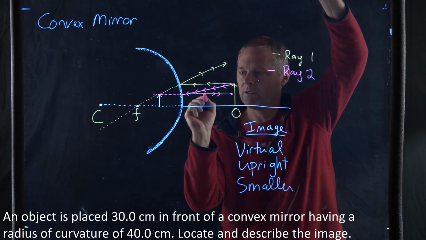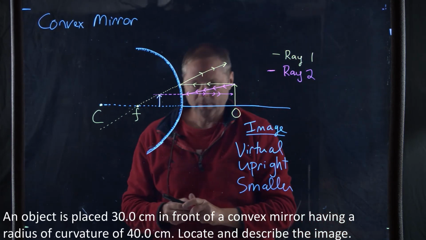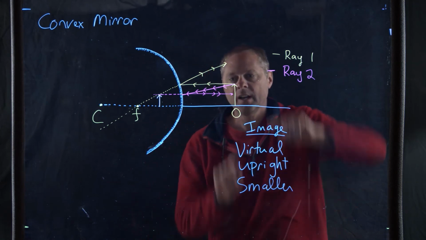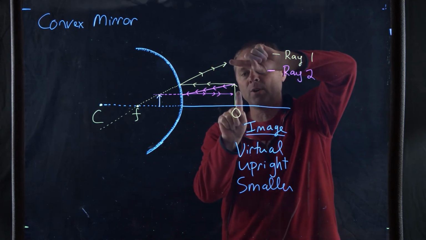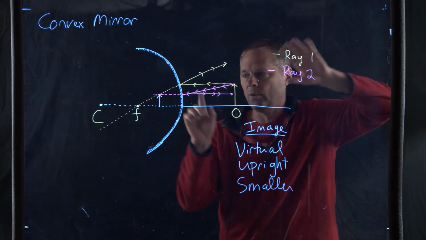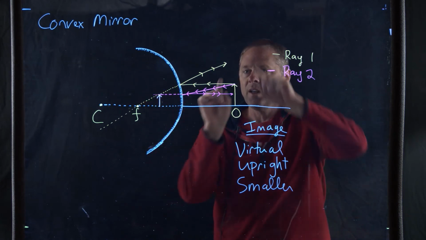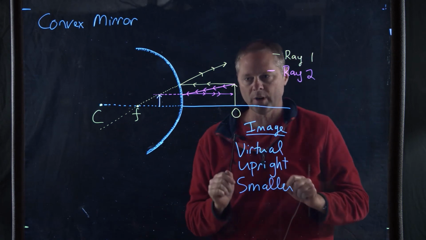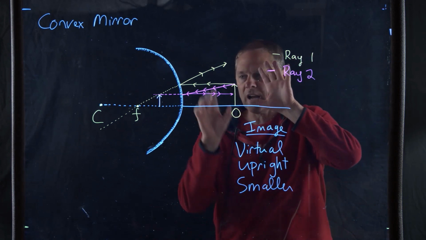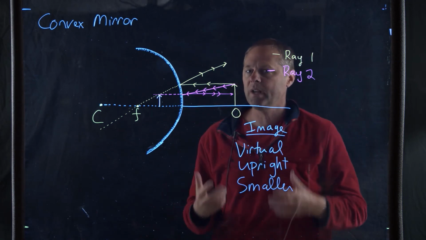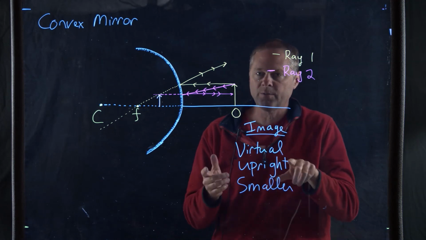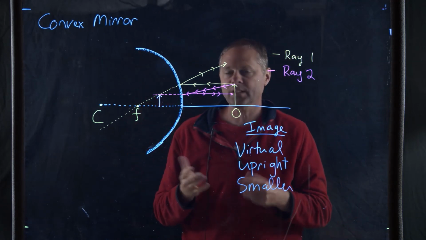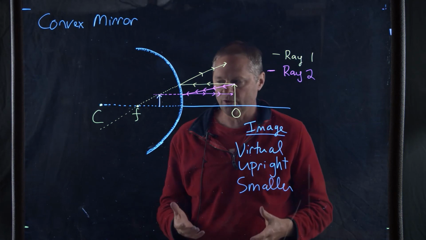All right. Now you can notice that these two rays are never going to cross no matter what. The only place they cross is behind the mirror. Thus, that's what makes it a virtual image as opposed to a real image. If they were to cross on this side of the mirror, it would be a real image, but it's a virtual image. All convex mirrors are going to form virtual images.